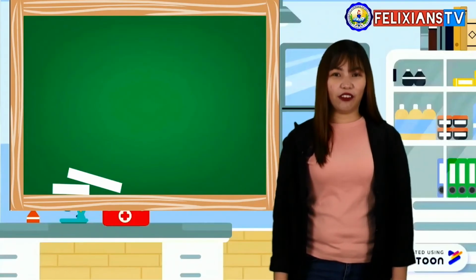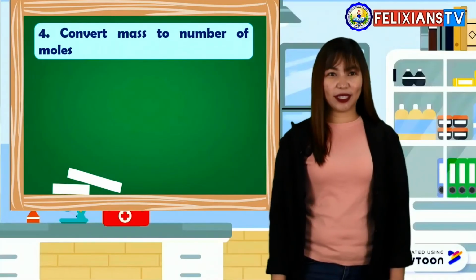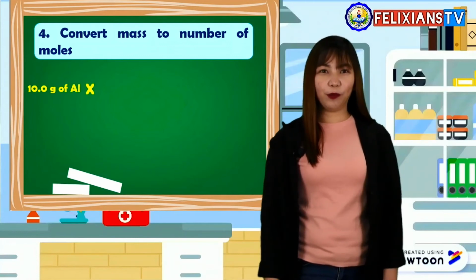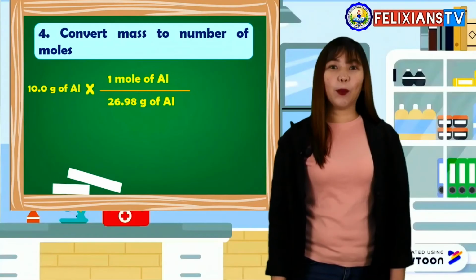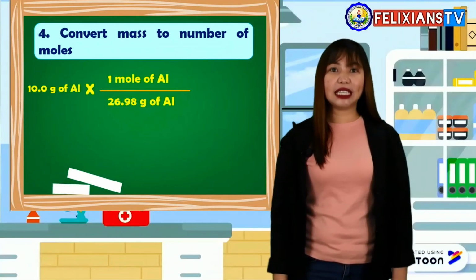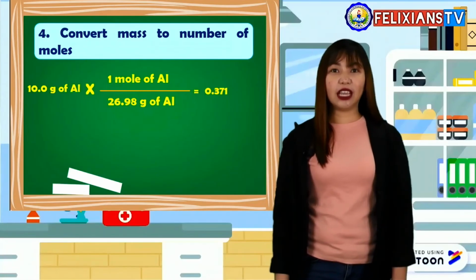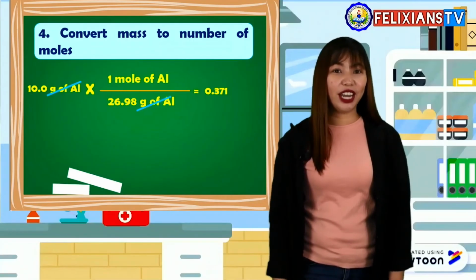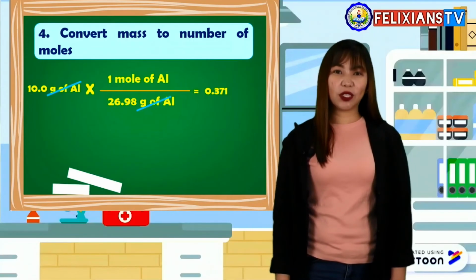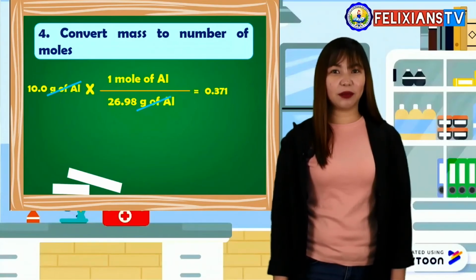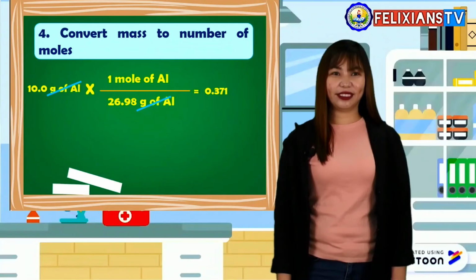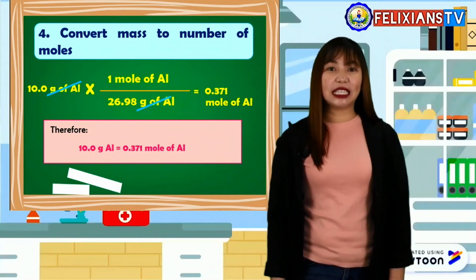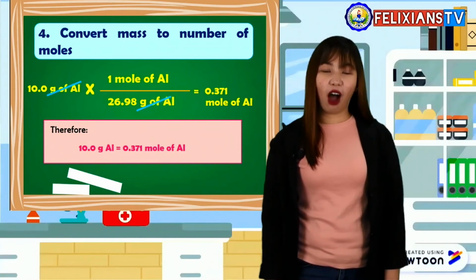Next, we will convert mass to number of moles. 10.0 grams of aluminum times 1 mole of aluminum divided by 26.98 grams of aluminum is equal to 0.371 mole of aluminum. Don't forget to cancel the undesired units. How many moles are there in 10.0 grams of aluminum? You're right! 10.0 grams of aluminum is equal to 0.371 mole of aluminum.